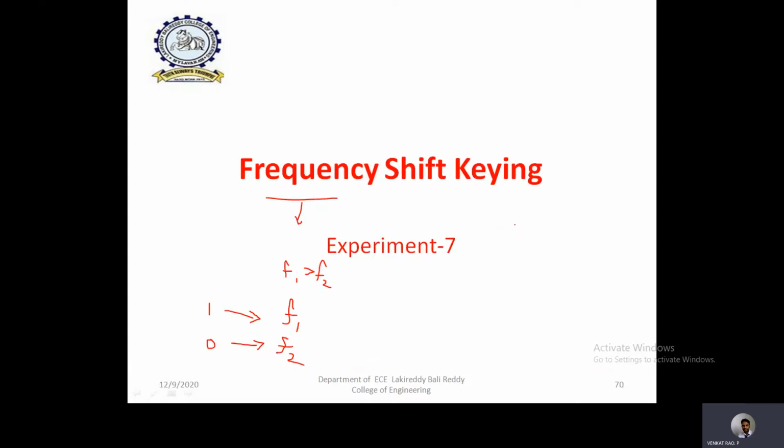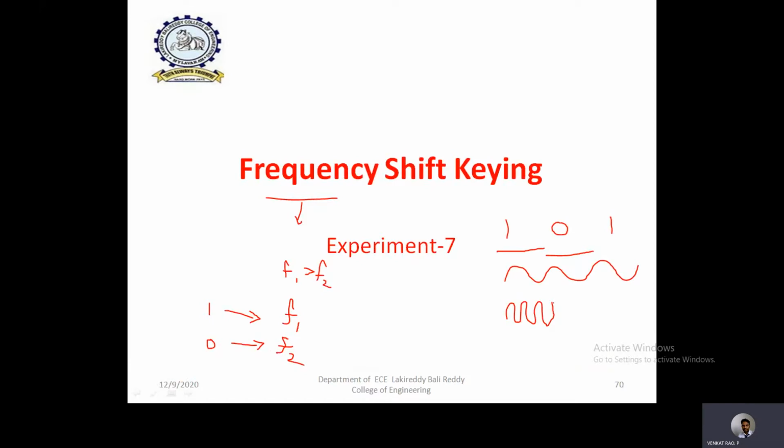If this is the input data like ones and zeros, and this is the general carrier signal as a sine wave, and if the input is binary 1, during this period it will produce this carrier with high frequency. High frequency means the number of cycles is high when compared to the original carrier signal, like this. Similarly, whenever the input is binary 0, during this period it will produce the carrier with low frequency, that is F2.